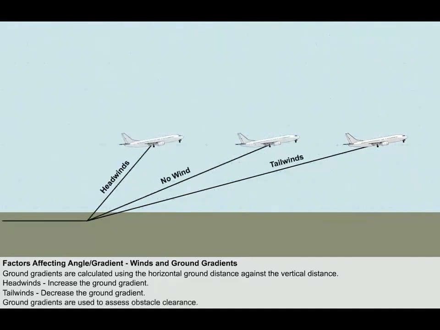The reason why it is important to understand how headwinds and tailwinds affect the ground gradient is because ground gradients are used to calculate obstacle clearances. If there was an obstacle, like the one shown on screen, then if a tailwind were present, the aeroplane would not clear it.